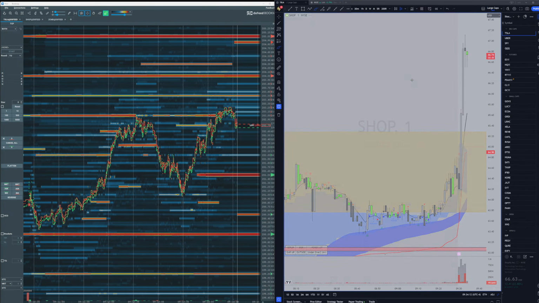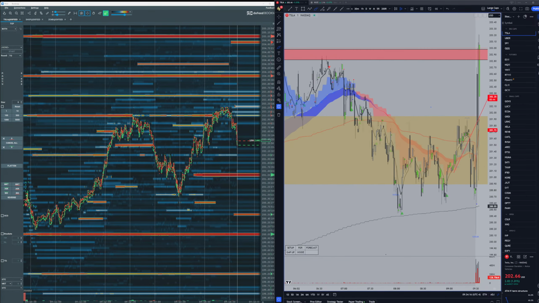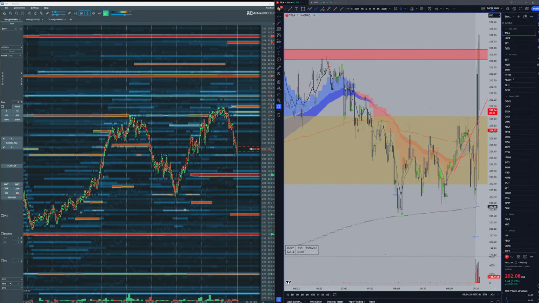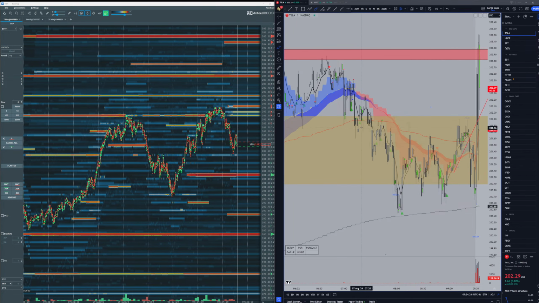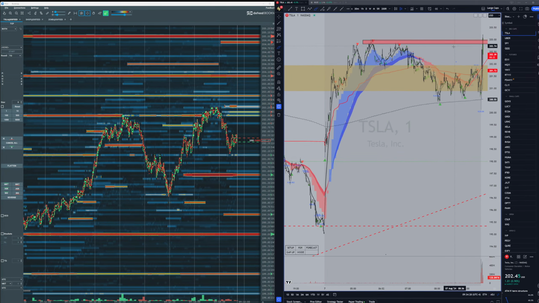Let's go back over here to Tesla. Tesla getting again to that high of day resistance. If we fail, I will short over here Tesla. Waiting for this bar to confirm the rejection. Remember, we have this area, right?